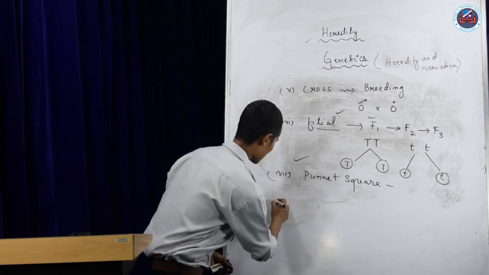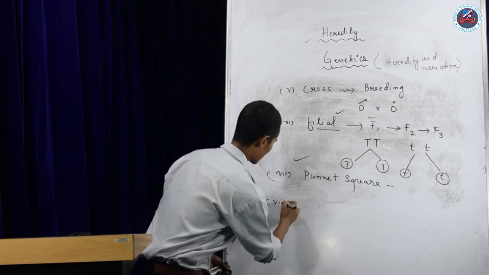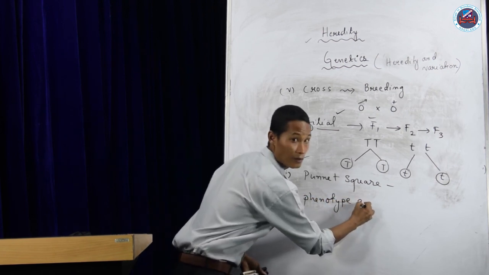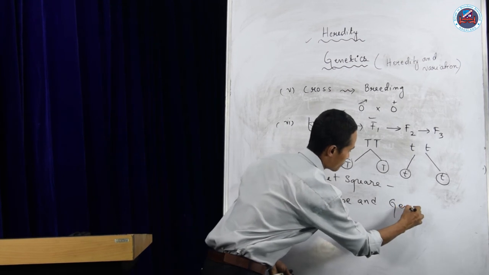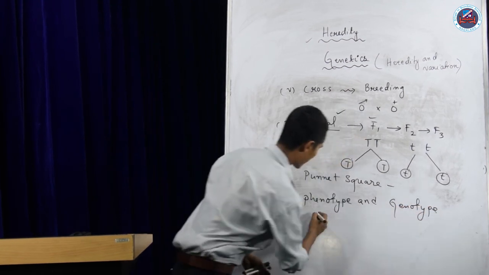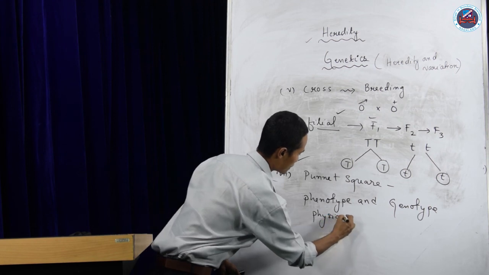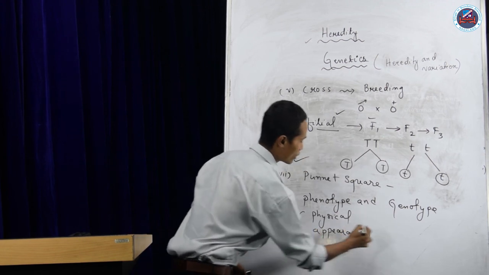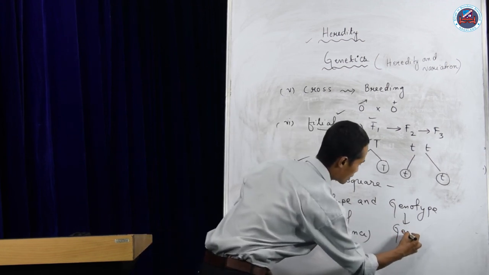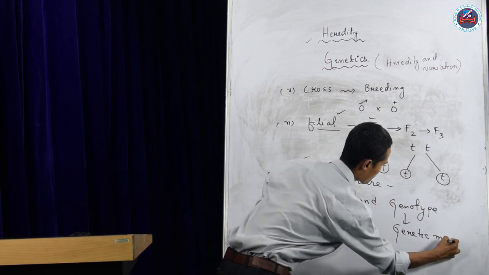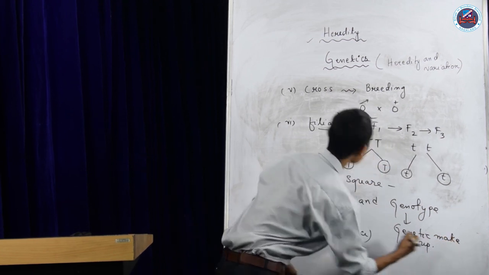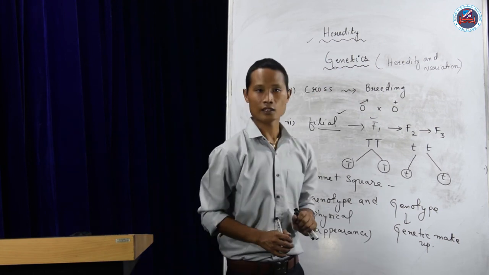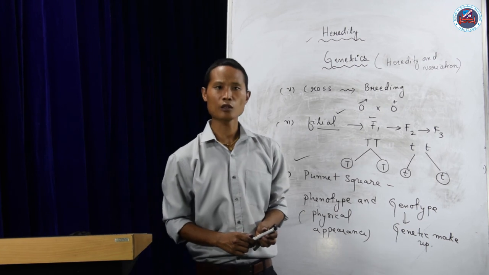The next is phenotype and genotype. Phenotype is physical appearance, like short or tall. Genotype is the genetic makeup. So these are some of the important terms related to genetics. In the next class, we'll discuss the Mendel law of inheritance.